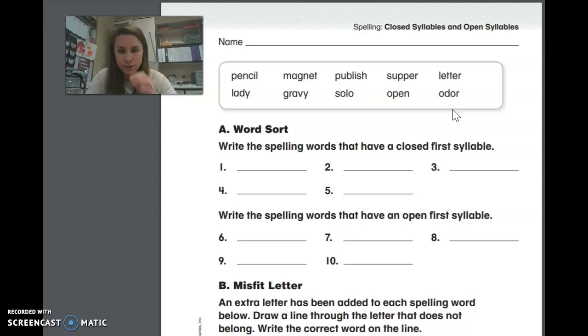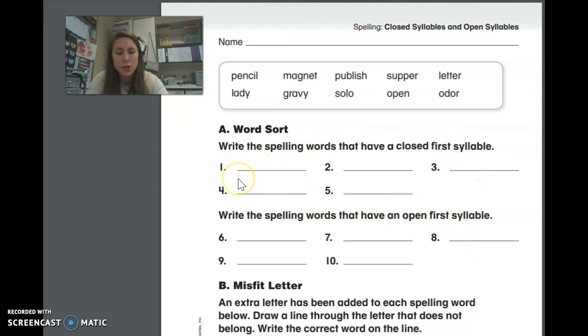If they have a short vowel sound in the first syllable, they are a closed syllable, such as pencil. I hear that p, short vowel. Like magnet, I hear a short vowel. Publish, I hear that sound and a short vowel. So again, if I hear a short vowel in the first syllable, it is closed. If I hear a long vowel in the first syllable, it is open.